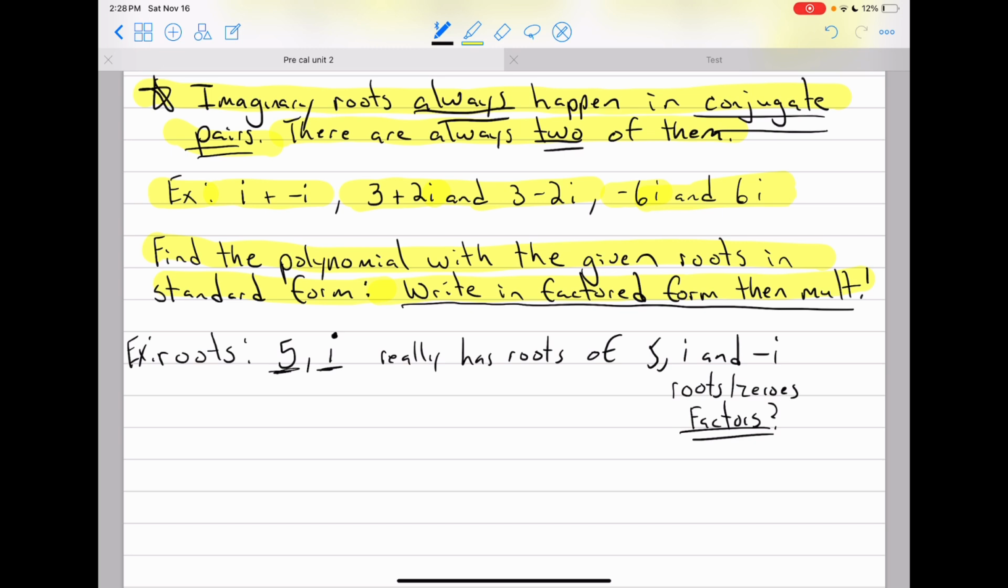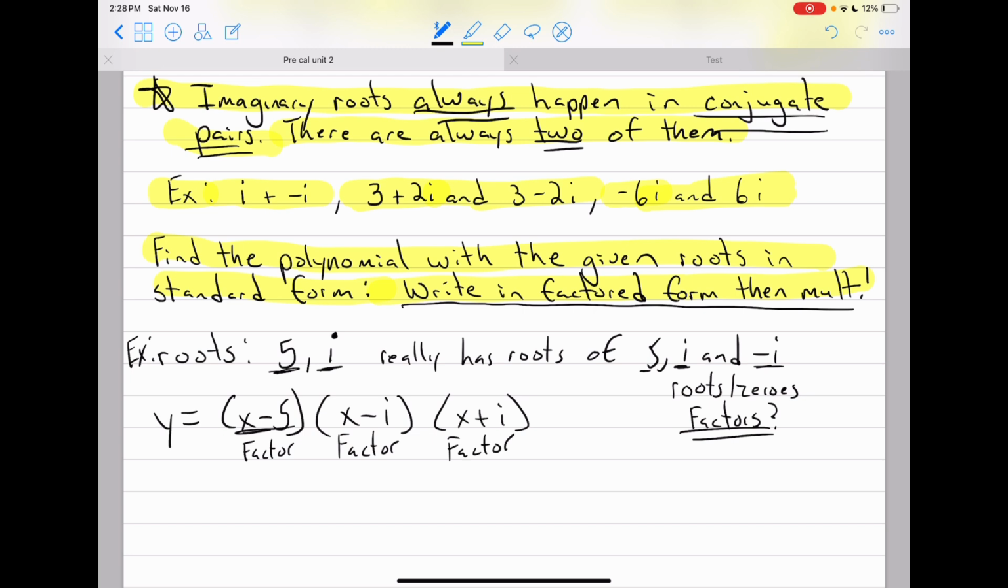Cool, you did that because we started this in class on Friday, and you're like, oh yeah, I know how to do this. So if this zero is 5, x equals 5, the root says x minus 5. If this root is i, the second factor would say x minus i. And the third factor would be x minus negative i, which is just x plus i. So there is my equation, and this is in factored form.